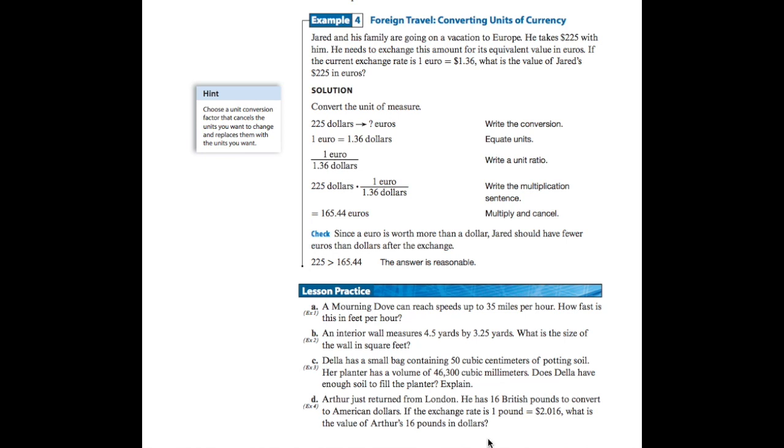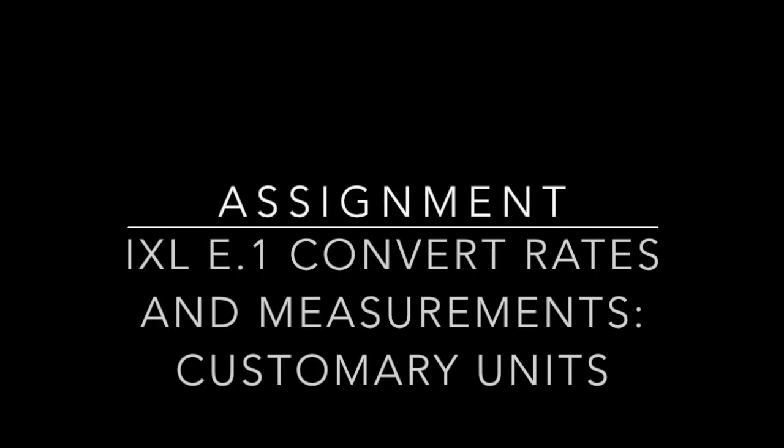pounds in dollars? So if you look at the solution to the example problem here, you have what would be your conversion. First, you have 16 pounds, and you need to get that into dollars. Then it says equate the units and write it as a unit ratio. Here's your unit ratio. 1 pound equals $2.016. So you write it as a multiplication sentence in which this would be 16 pounds times 2.016 over 1 pound. That way the pounds would cancel. When you would multiply 16 times 2.016, you'd get 32.26.